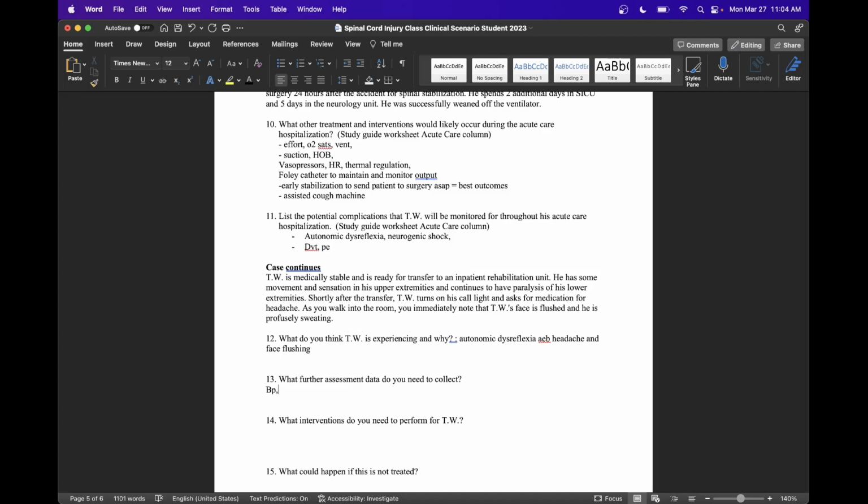Okay. What further assessment do you need? Vitals. What do you expect? Increased blood pressure. Really high blood pressure. Like 40 millimeters of mercury above their baseline. Okay. What else do you expect? Bradycardia or lower heart rate. No. That's spinal shock. Stay away from that.